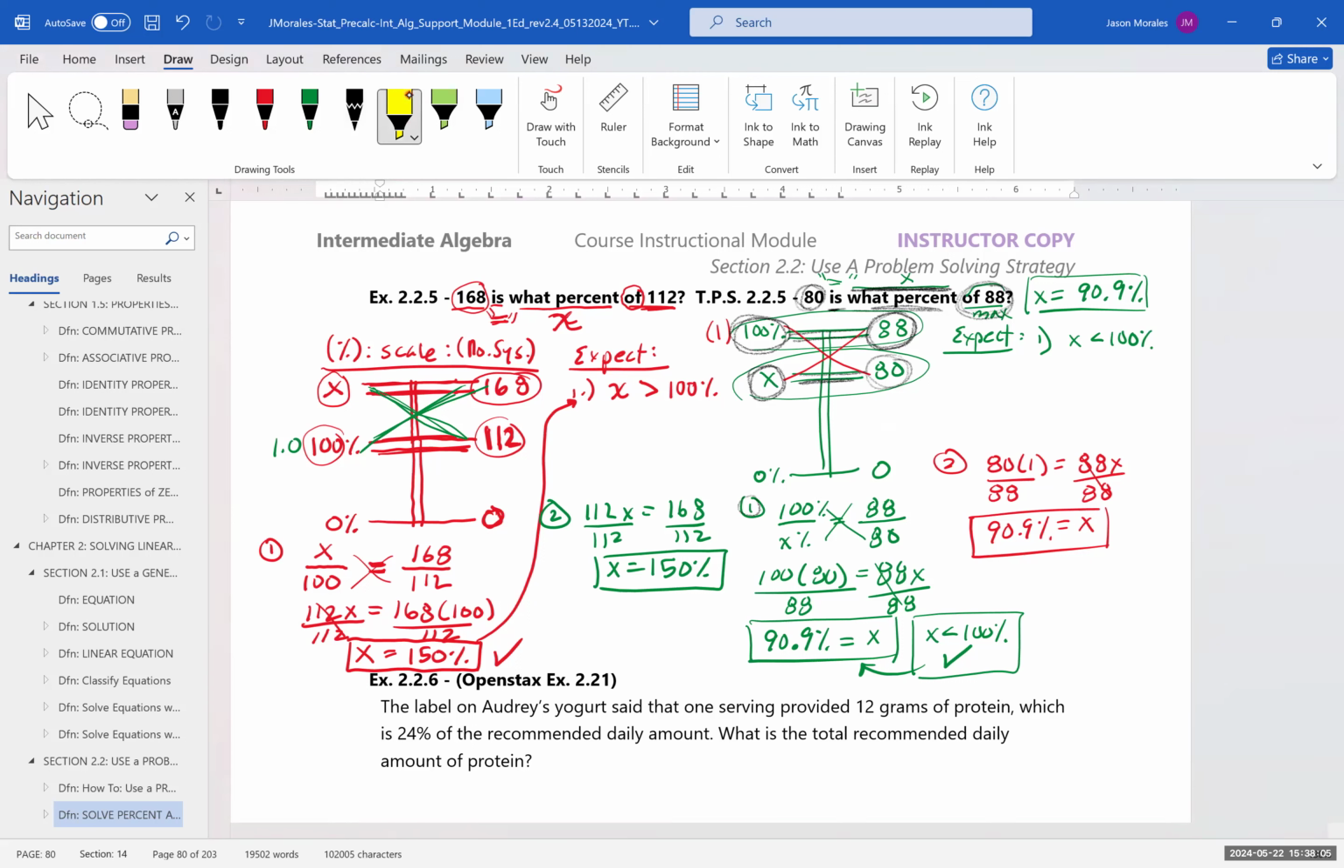So down here, we're going to set up our equivalence of two ratios. We've got 100 is equal to 88, and x is equal to 80. Cross multiply, and we have 100 times 80 here, and then x times 88, which is 88x. Divide both sides by 88. The 88s cancel, and we're left with x is equal to 90.9%.